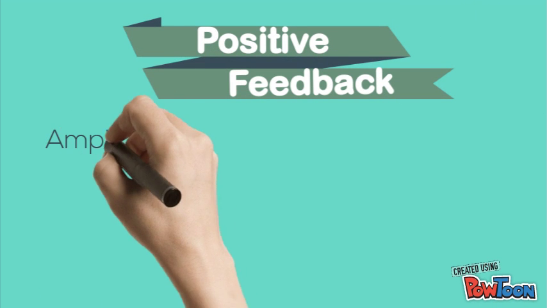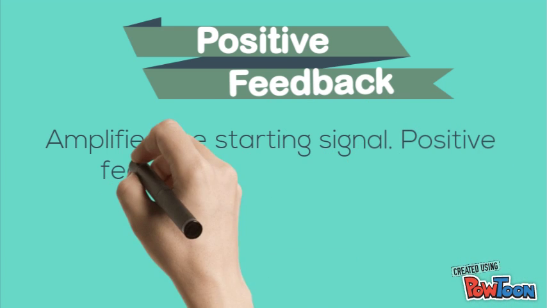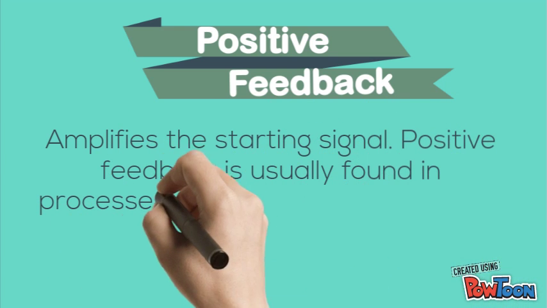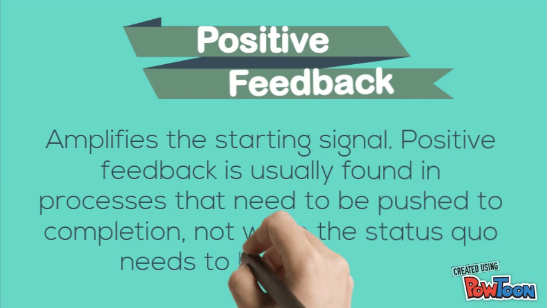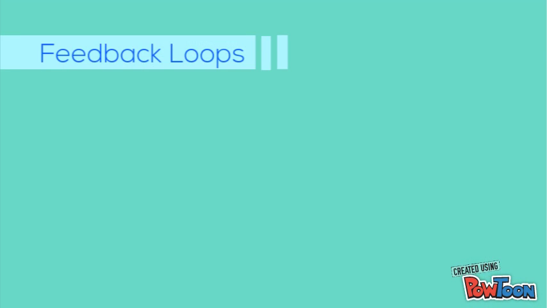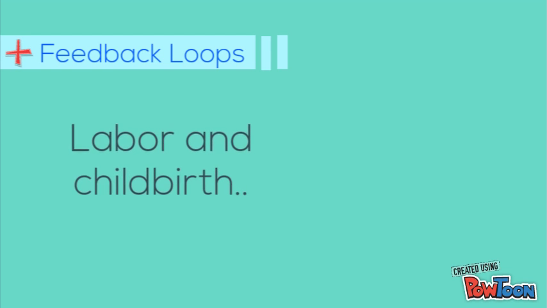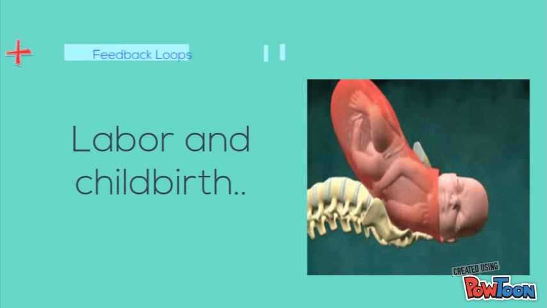Positive feedback amplifies the starting signal. Positive feedback is usually found in processes that need to be pushed to completion, not when the status needs to be maintained. For example, the process of labor and childbirth is an example of a stimulus in a positive feedback loop.